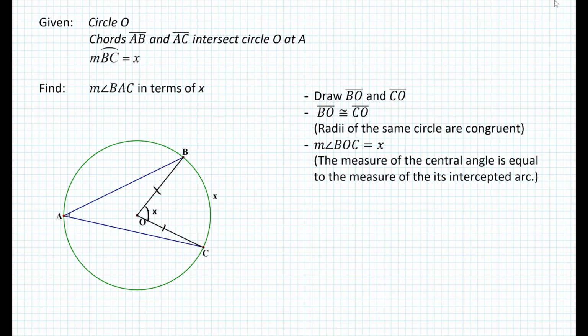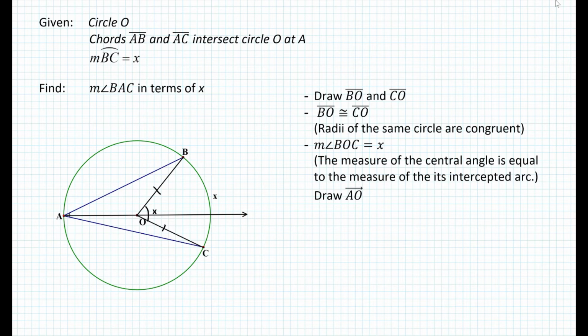But how do we use this information to figure out the measure of angle BAC in terms of x? Well, we need to draw another auxiliary line now. Well, let's draw a ray that goes from point A through point O and then extend it, okay?